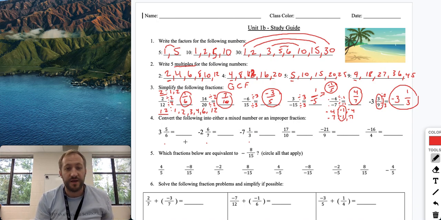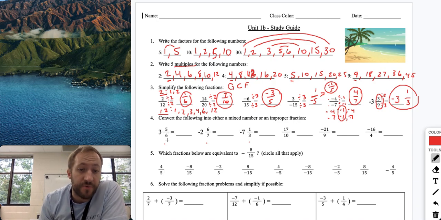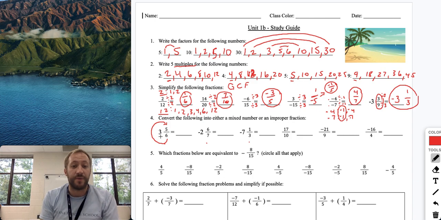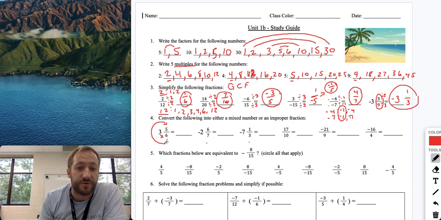Whenever I convert a mixed number to an improper fraction, I always see this little arrow. It reminds me of the order to take. I multiply the denominator by the whole number. 6 times 3 gives me 18. I'm going to add the numerator. 18 plus 5 gives me 23. And I keep the denominator the same. So whether it's a mixed number like this or an improper fraction like this, the denominator is always the same. Look, the 6's don't change. Let's look at the next one.